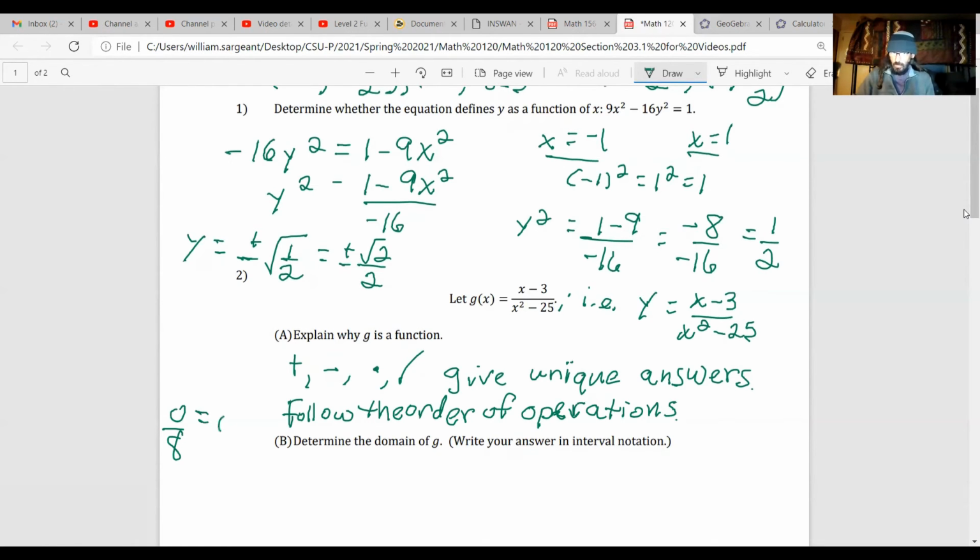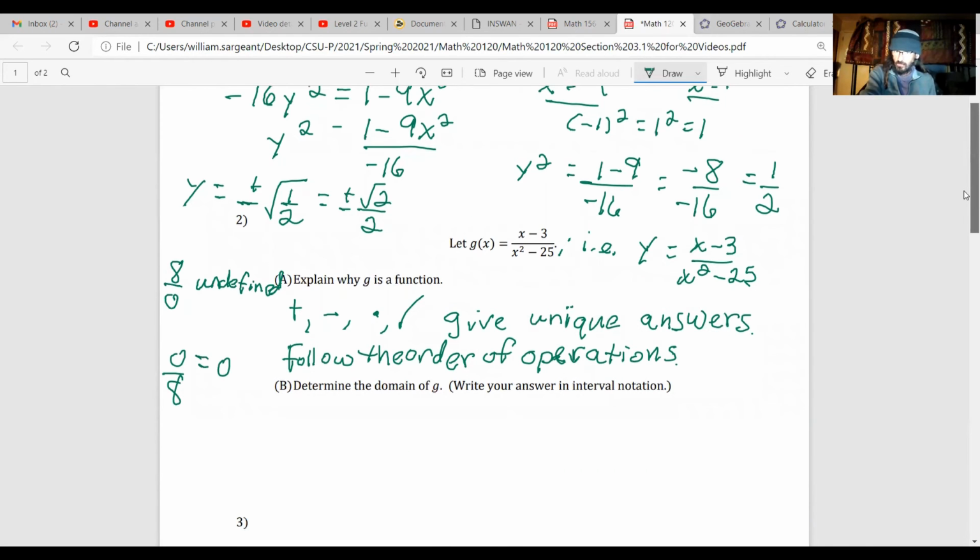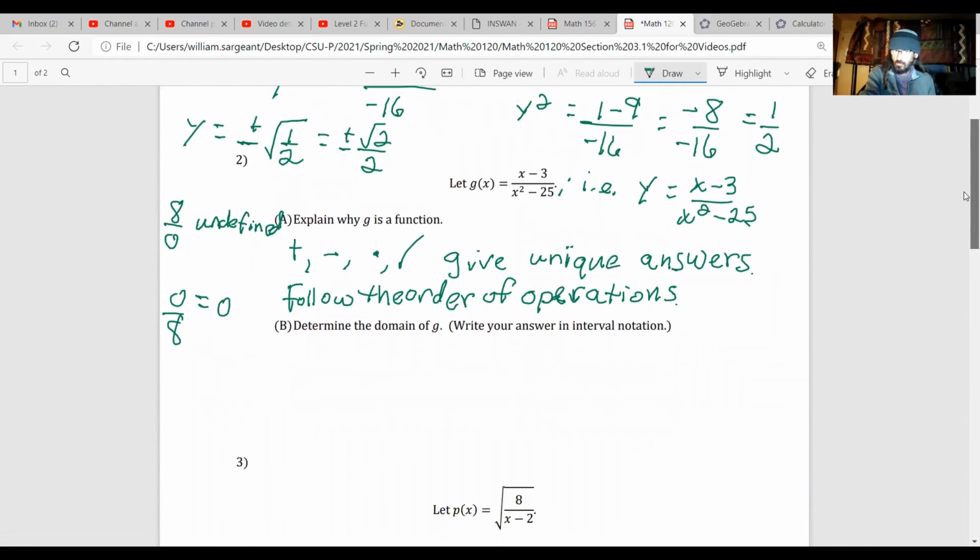But 8 divided by 0, you should be worried about me if I were to say there was no pizza, but I got 8 pieces of it. How's that going to happen? That's undefined. Technically speaking, 0 over 0 is a little more interesting, but the concern, in other words, is don't divide by 0.